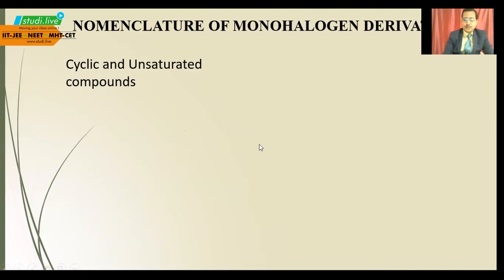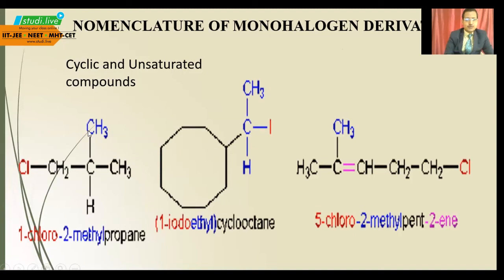Next we will talk about cyclic or unsaturated compounds. Now here, first position Cl, so 1-fluoro, second position methyl, 2-methyl, and longest chain has 3 carbons, so 1-fluoro-2-methylpropane, easy. Now here also, first position I, so 1-iodo, ethyl, this is 2 carbon, so it is ethyl cyclooctane. And finally here there is a double bond and a halogen. Priority order: we give priority to the double bond. So 1 2 3 4 5, at the 5th position Cl, so 5-fluoro, and at the second position CH3, meaning methyl, so 5-fluoro-2-methyl, and total 5 carbons, so pent. Where is the double bond? Between second and third, take the lower number 2, so pent-2-ene.